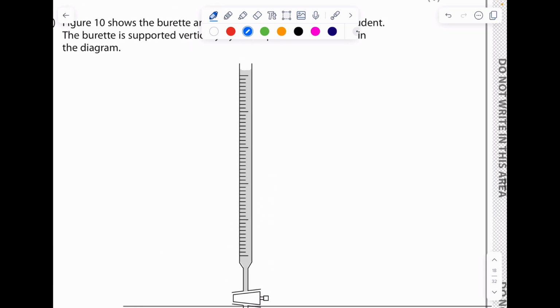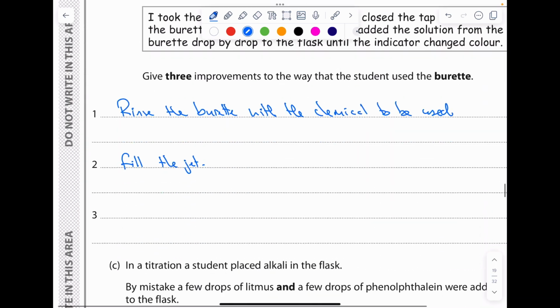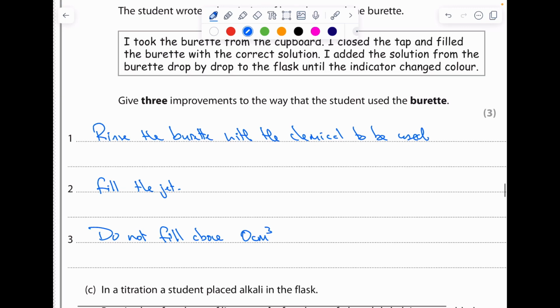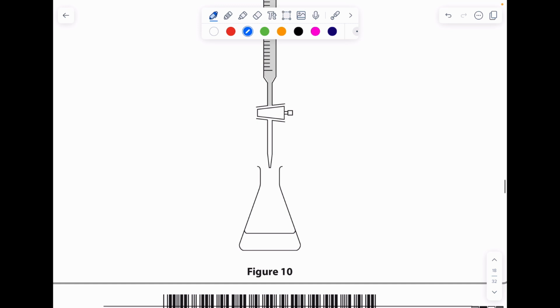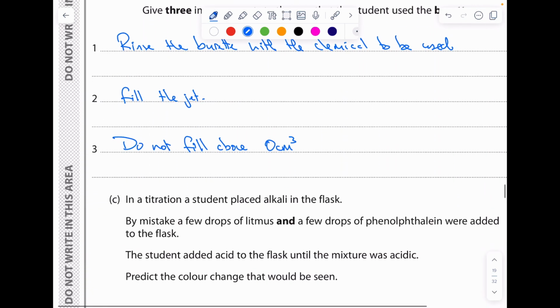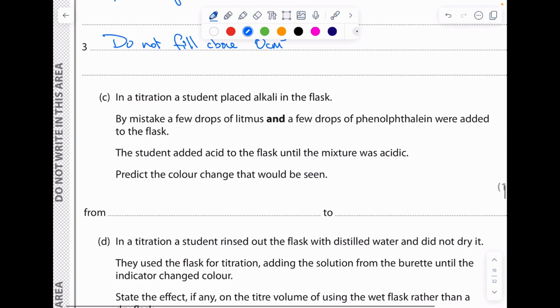The other thing on here, let's just check what they did. So they've actually overfilled it above 0, so you wouldn't do that. So do not fill above 0 centimeters cubed on the scale. And it says here until the indicator changes color. Okay, that's okay. The other bit, you can see that the jet isn't filled, and that should be filled to make sure that the volume is accurate. So you've got 3 things that need to be done, and there they are.